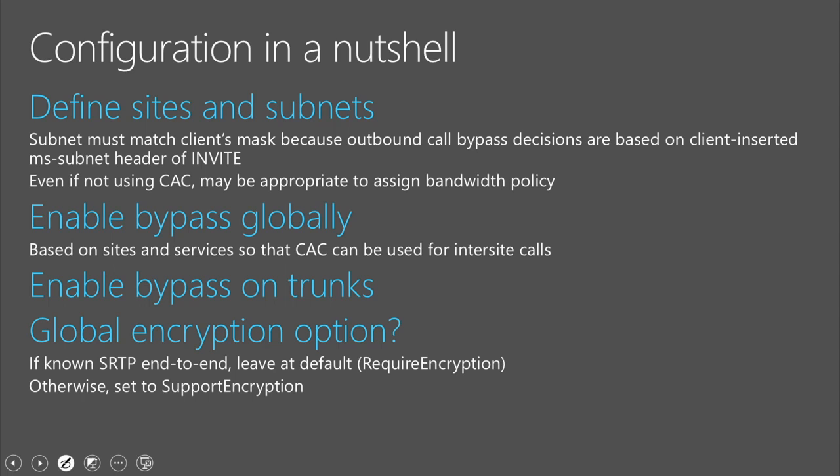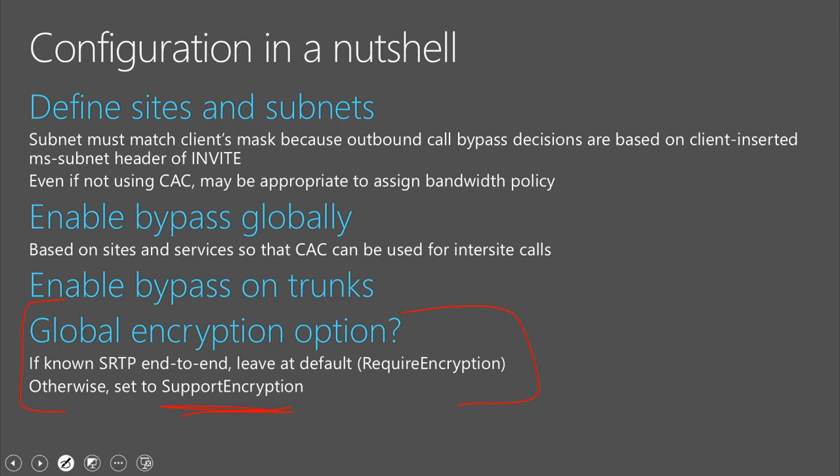The ones that are usually missed is that for the most part, when you do bypass directly to a gateway, you're not encrypting the media. It's possible with enhanced gateways. When we qualify a gateway as an enhanced gateway, we do support TLS and SRTP to that gateway, so it's possible that you would get that encrypted end-to-end. But if not, we need to change our global encryption option to just support encryption and not require it.